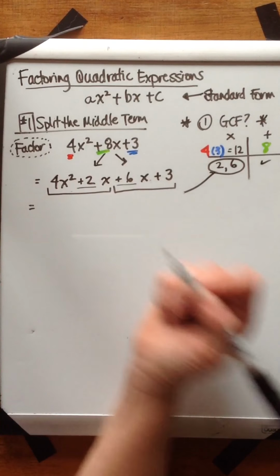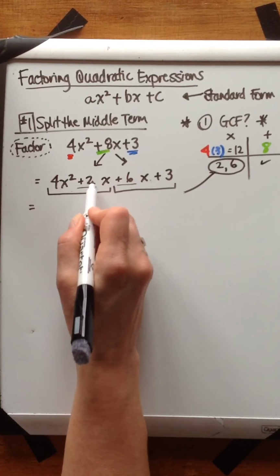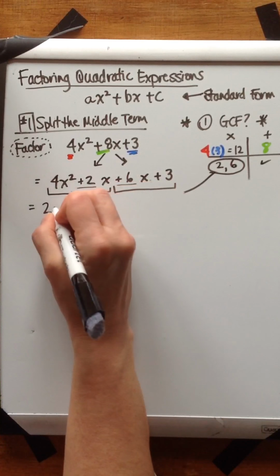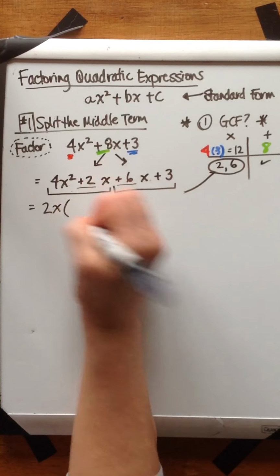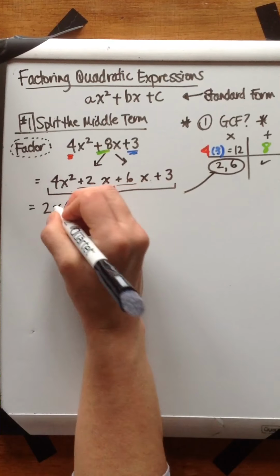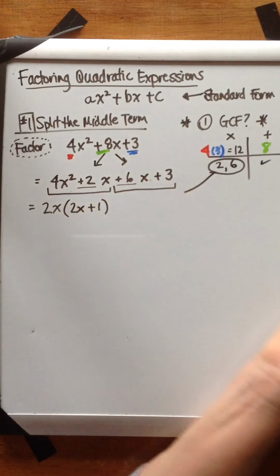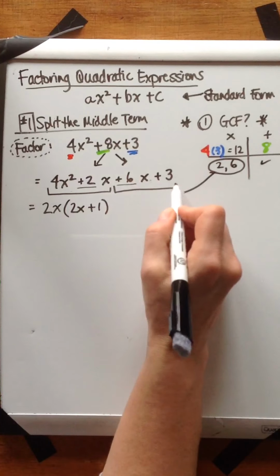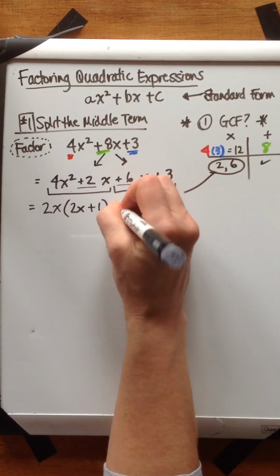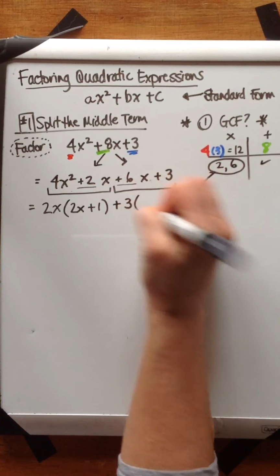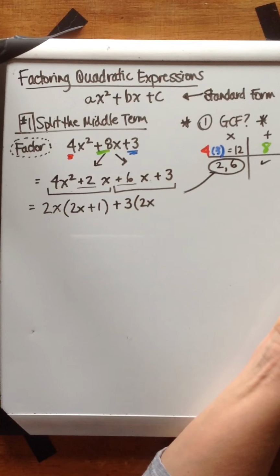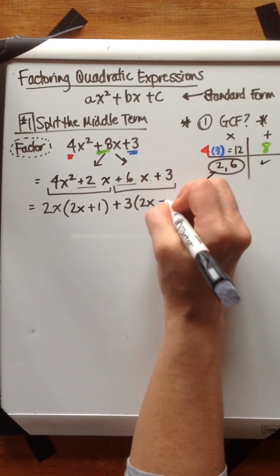So, let's look at the first set of terms. What is the GCF in here? Well, numerically we have a 2, and they both have x's. I can take out at least an x, and then it runs out here. I have to multiply 2x by 2x to get 4x squared, and I have to multiply it by positive 1 to get 2x. Let's do the same thing over here. What's the GCF inside this pair of terms? Well, it looks like there's only a numerical GCF of plus 3. What do I have to multiply 3 by to get 6x? I have to multiply it by 2x. And what do I have to multiply 3 by to get 3?